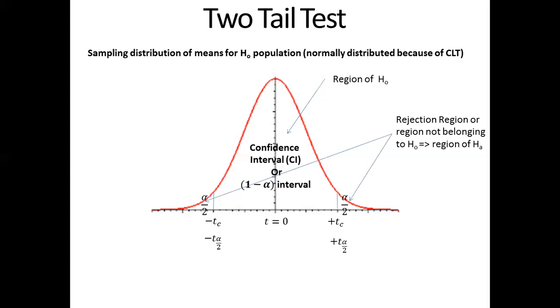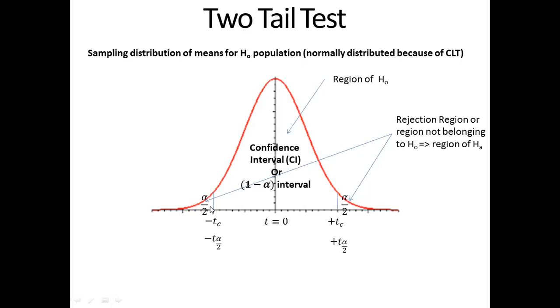The region on the right of the right hand critical value, as shown over here, is alpha by 2, and it is a positive critical t value. And on the left hand side we have a negative critical t value, and the region on the left of it is alpha by 2, because the total overall rejection region is alpha, and when it's divided by 2, it becomes alpha by 2.